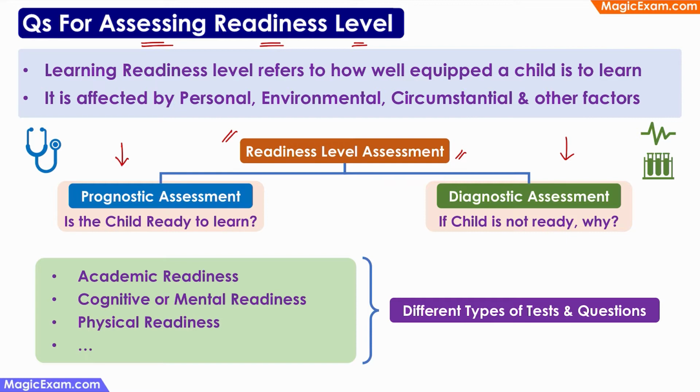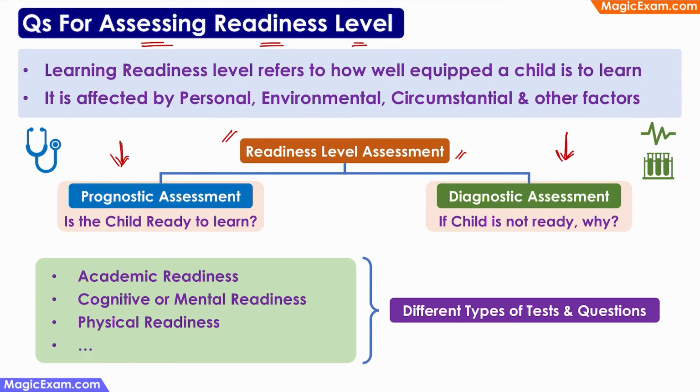Well, when you go to a doctor, the doctor will first use some basic instruments like a stethoscope and a thermometer to check whether you are well or not well. Now, if the thermometer shows that you are not well because you have very high fever, then the doctor will send you for diagnostics. That is, the doctor will ask you to give some blood samples or get some tests done so that he can find out why you are not well. So, a prognostic assessment will tell you whether you are well or not well. And then a diagnostic assessment will tell you if you are not well, why is it that you are not well.